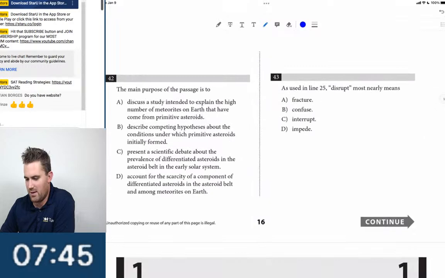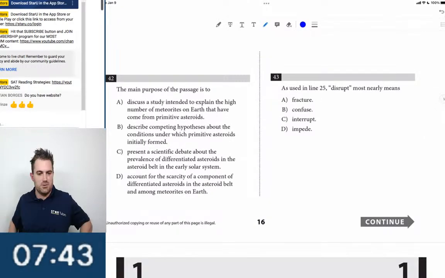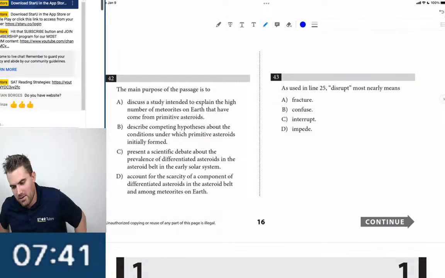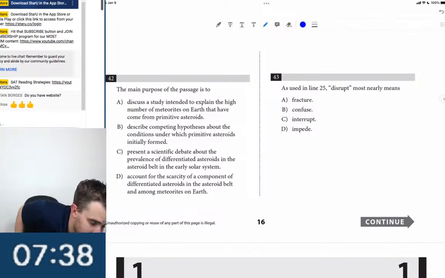Man, if you took this test, how many of you guys were overwhelmed by that passage? Anybody feel that way? Maybe the questions are really easy, but anybody feel like these were just ridiculous questions?